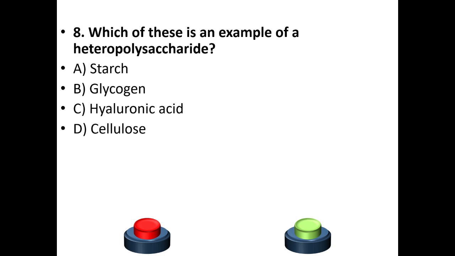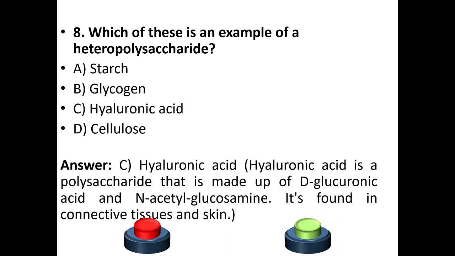Eighth question. Which of these is an example of a heteropolysaccharide? Starch, glycogen, hyaluronic acid, cellulose. Which is the answer? Your answer is C, hyaluronic acid. It is a polysaccharide that is made up of D-glucuronic acid and N-acetyl glucosamine. It's found in connective tissue and skin.